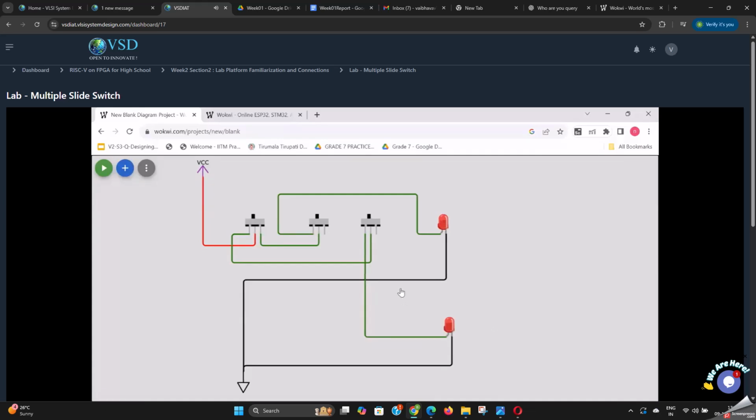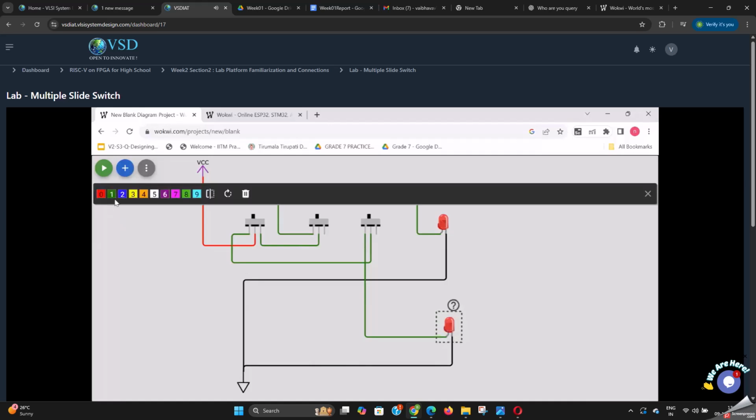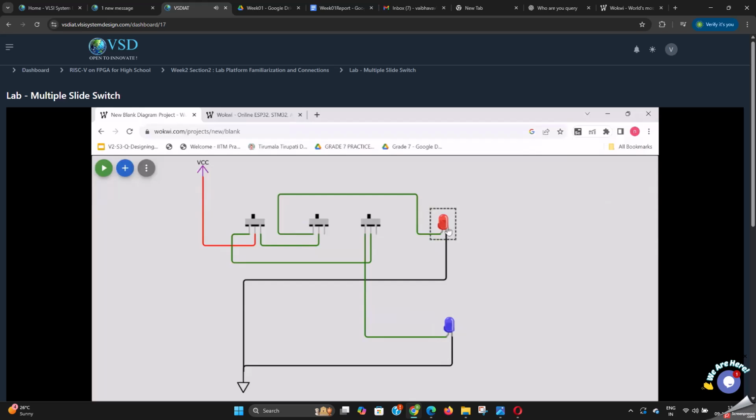Now let's see under what condition. Let me pick a different color for a blue LED and a red LED. Under what condition red LED glows and under what condition blue LED glows. Let's analyze that. I'm going to start the simulation. Okay. As soon as I am starting, this blue LED is glowing, red LED is not glowing. So let us understand what is happening here.